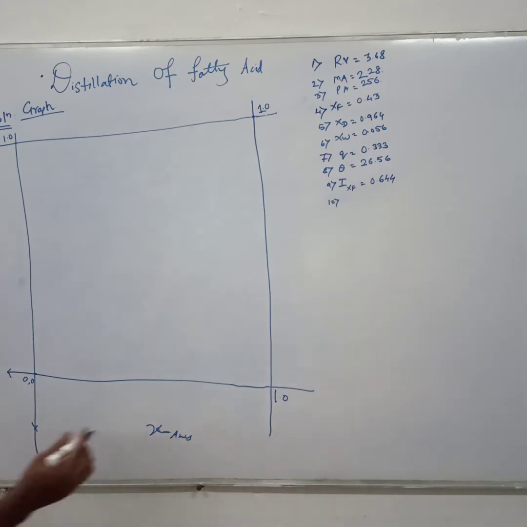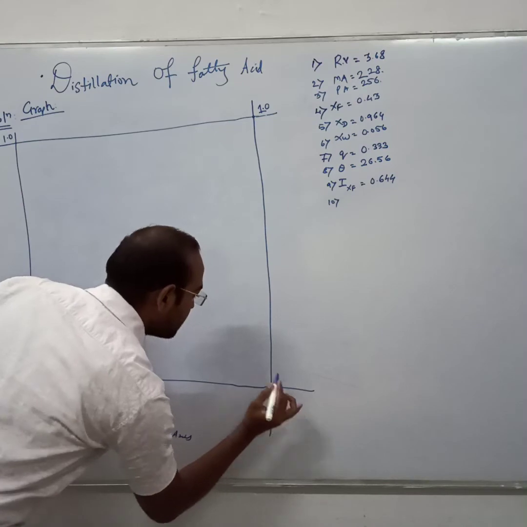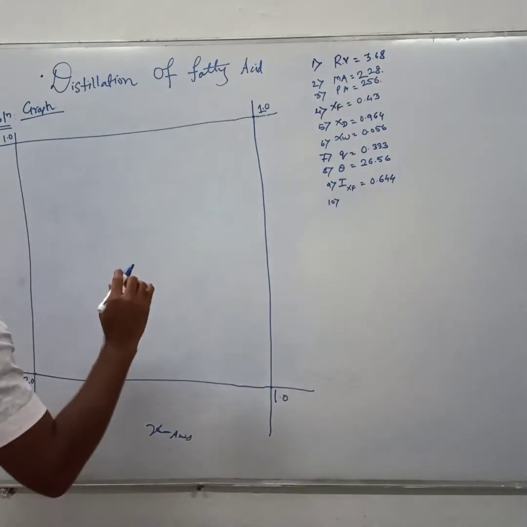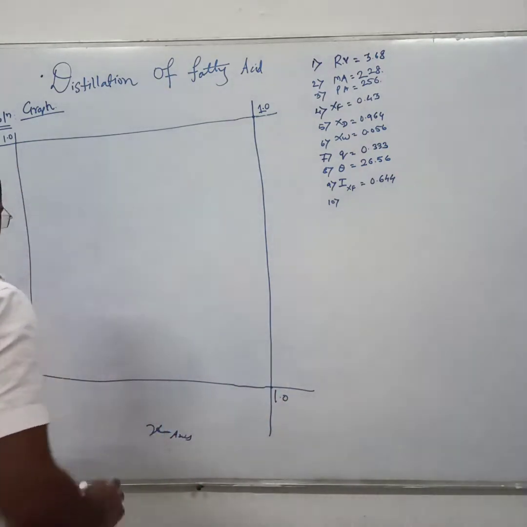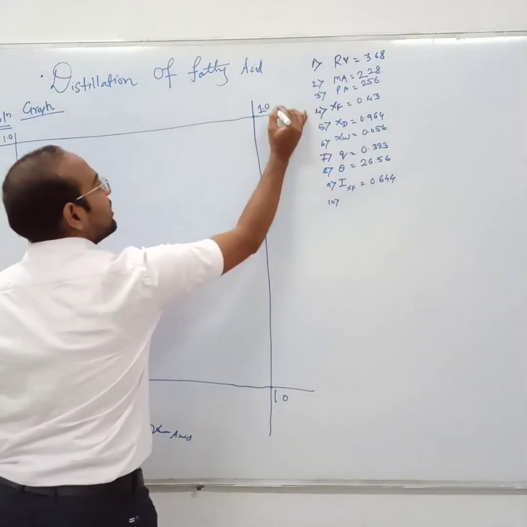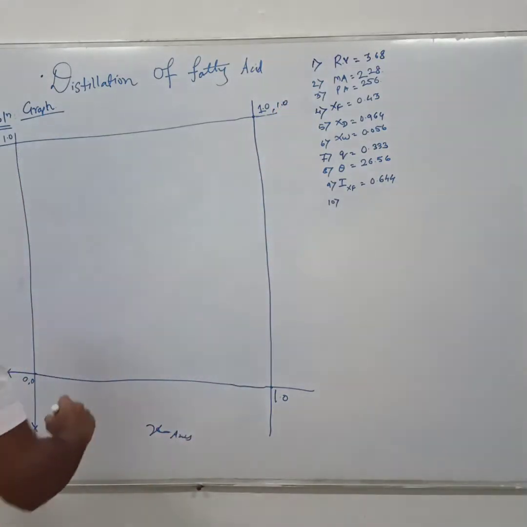So this is a very basic step or very initial step, and you just need to draw one diagonal joining 0, 0 and 1.0, 1.0.